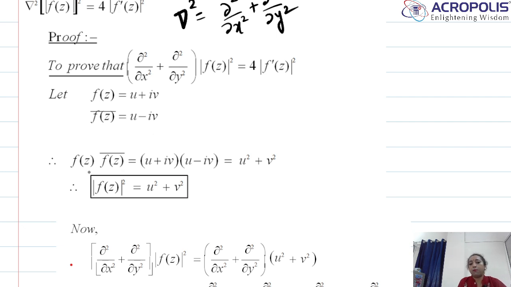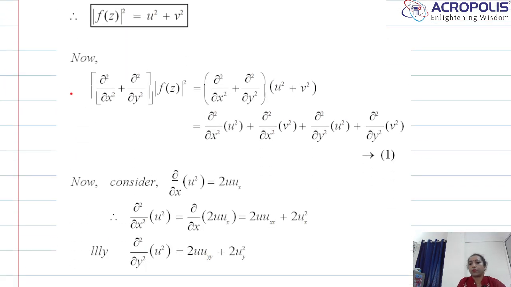And if I multiply f(z) times f(z) bar, we get (u + iv)(u − iv), which is of the form (a + b)(a − b), so it becomes a² − b². Here i² becomes −1, so minus minus becomes plus, and we get u² + v². So |f(z)|² = u² + v².